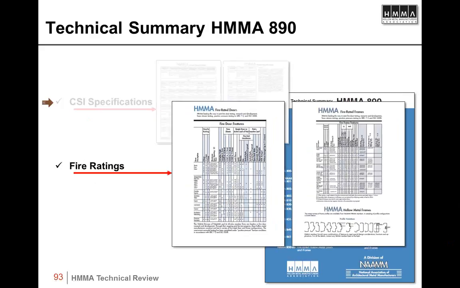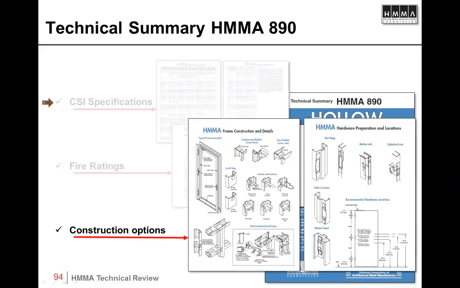And it does get into fire ratings. Now, again, I have to caution everybody that this is really a condensed summary of the products available and the fire ratings, and this does change quite often. Then finally gets into the construction, whether it is the miters, the anchors, field splicing, hardware preparations, hardware locations. That's all spelled out in this document.